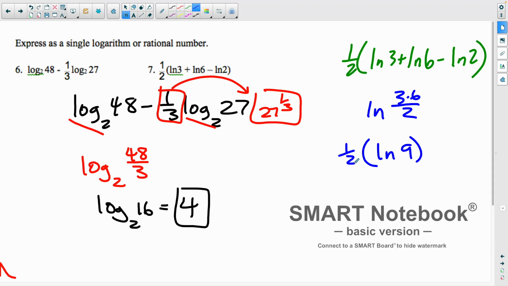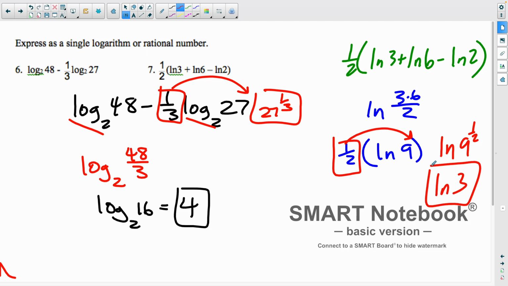I still have that 1/2 on the outside. What can I do with the 1/2? Distribute. I can push it back to where it came from. What does the 1/2 power mean? Square root. Do I know the square root of 9? 3. So if I push it back, it's natural log of 9 to the 1/2, which is 3. So this answer is just natural log of 3.